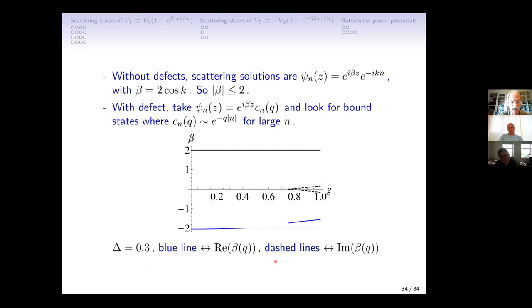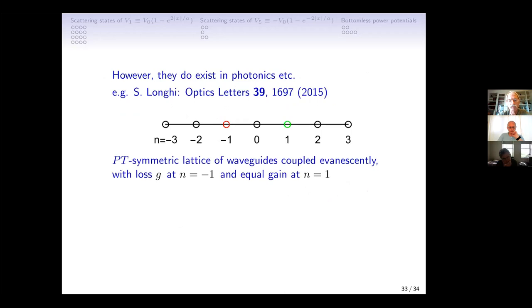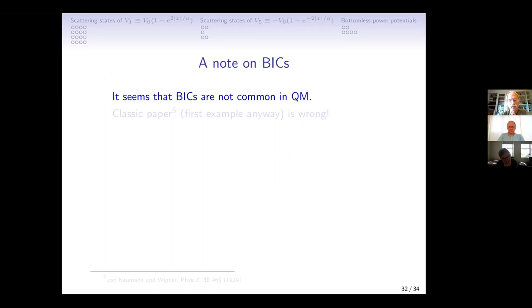The blue line, as I said, is the real part, and the dashed lines represent the imaginary part. And that's it. So if I could just summarize, these bound states in the continuum, I think you can quite easily produce them, or they exist, and they can actually be made experimentally in these optics and solid state situations, but they're much more difficult to do in pure quantum mechanics. Yeah, so there we are. That's the summary. Okay, that's it. Thank you very much.